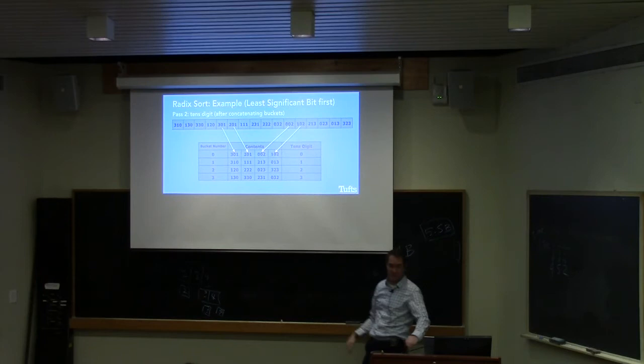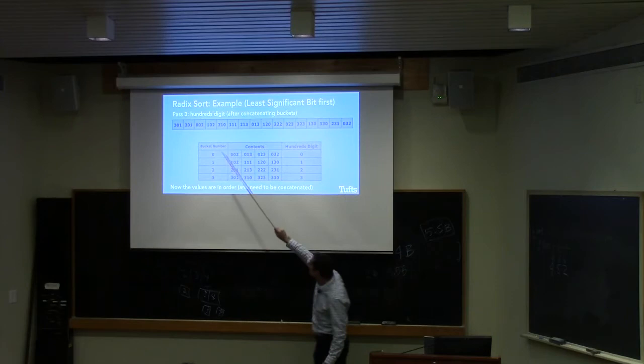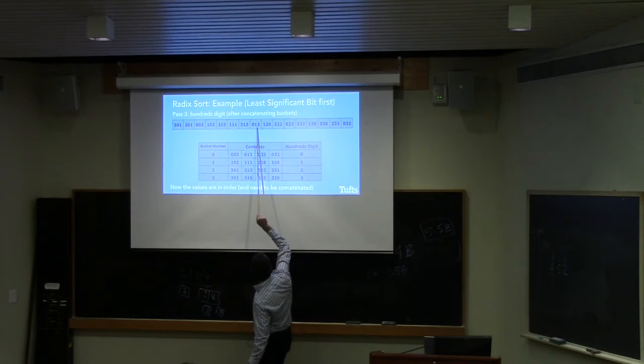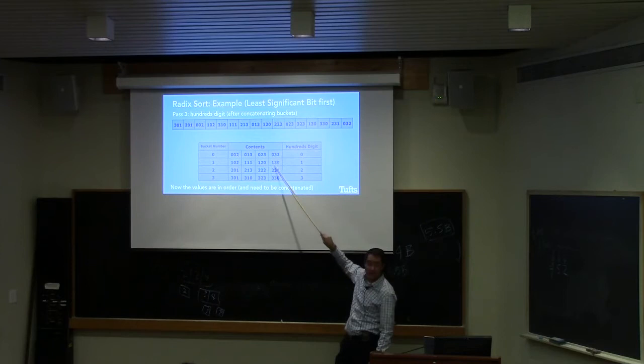And then our final pass here, for this one we only need one more pass. And it's based on the final digit. So the zeros would be 002, 013, 023, and 032. And guess what? 2, 13, 23, 32, 102, 111, 120, 130, we've now sorted it. Wow, that's pretty cool.